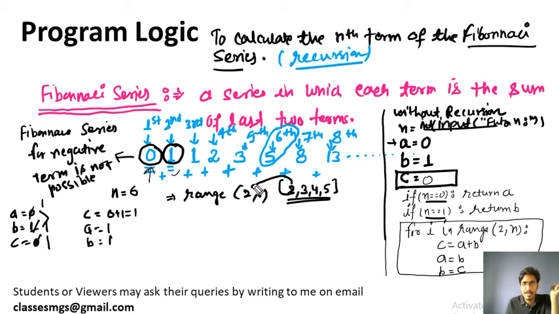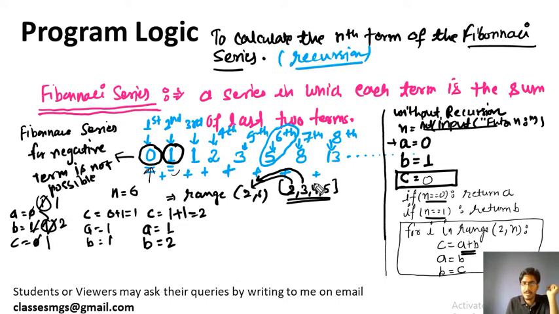Again the loop will continue with the value 3. Now this time c equals a plus b again. a has the value 1, b has the value 1. So c equals 1 plus 1, which equals 2. Now a equals b. b value is 1. So a will become 1, and b equals c. c value is 2. So the new values of a and b will be 1 and 2.